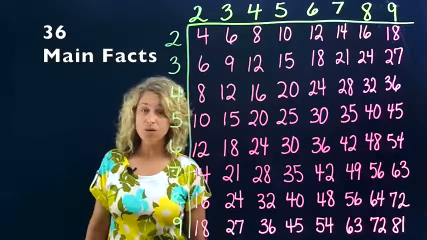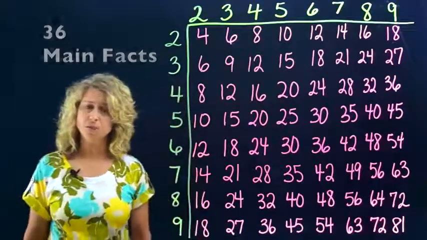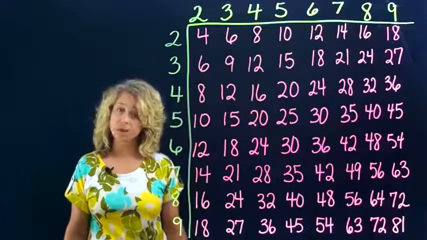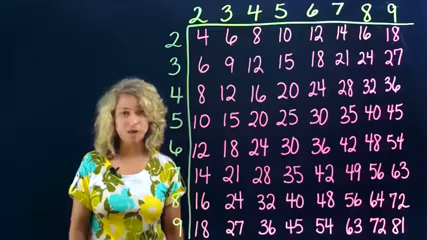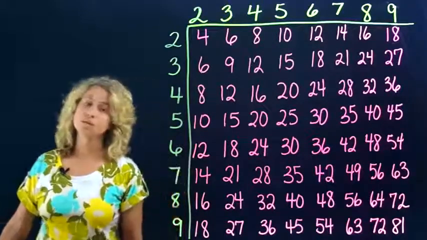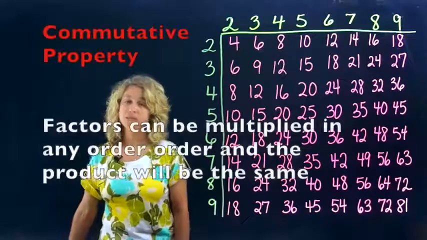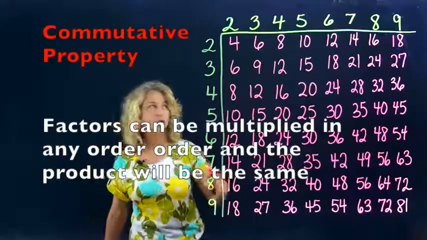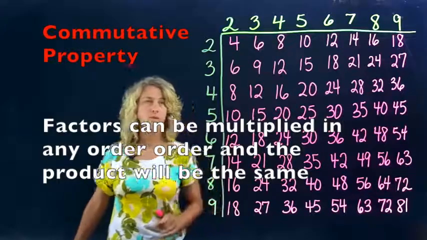Hello! Today I want to teach you how to learn your multiplication facts in a quick manner. There are really only 36 main facts that you need to know. We'll use the commutative property to explain this. Look at the chart that I've drawn on the board.